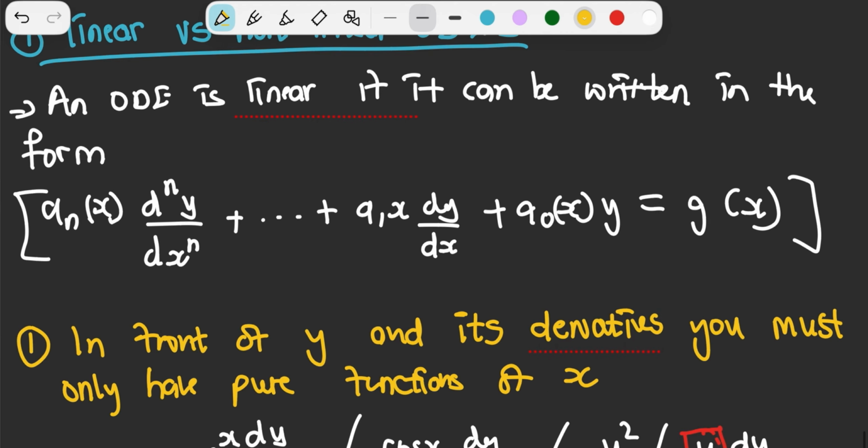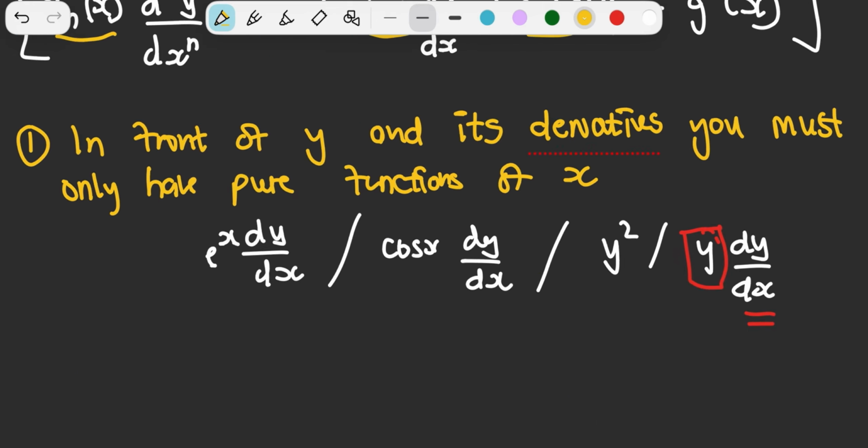So that's why you see that I have this. All of these are just pure functions of x behind y and its derivatives. So a naught of x is just a function of x, basically. That's another function of x. So behind the derivatives and values of y, there must only be pure functions of x.